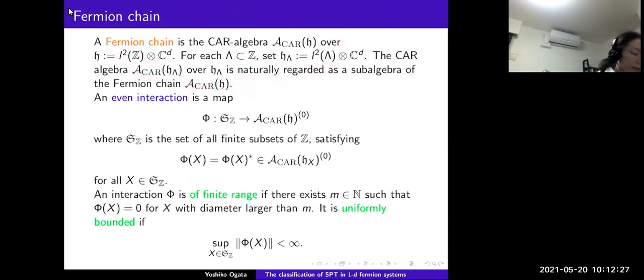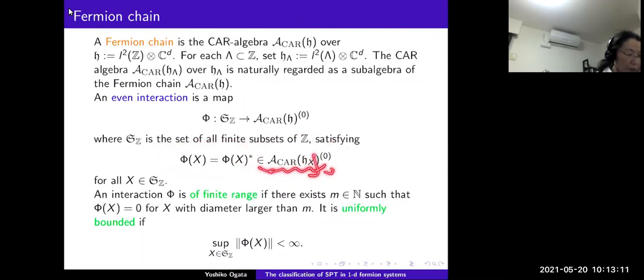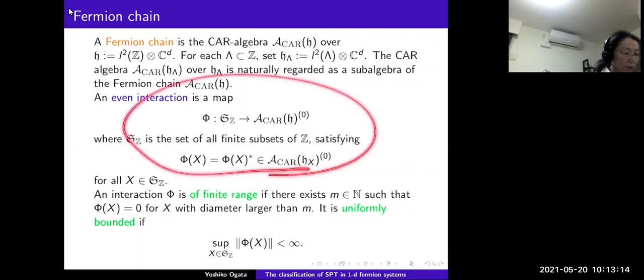Now, physical model in this framework is given by interaction. So let me define interaction. In this talk, I consider only even interaction. So even interaction is a map from the set of all finite subset of Z to the even part of the CAR algebra, satisfying these conditions. Namely, for each finite subset X, we assign some element phi(X) in this even algebra, but it has to be self-adjoint, and it has to be localized at X. Namely, it has to be an element in CAR algebra over H_X. So this is a definition of interaction.